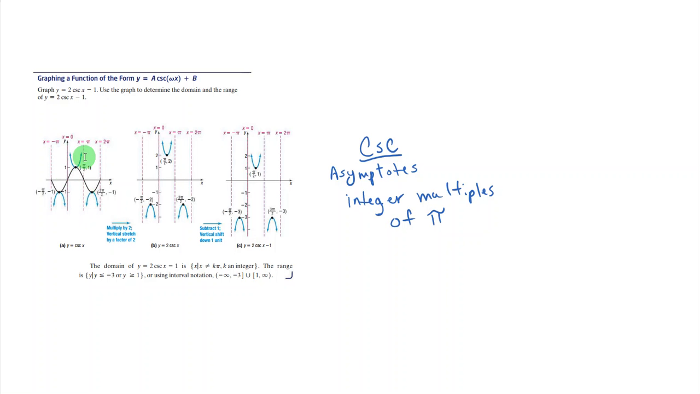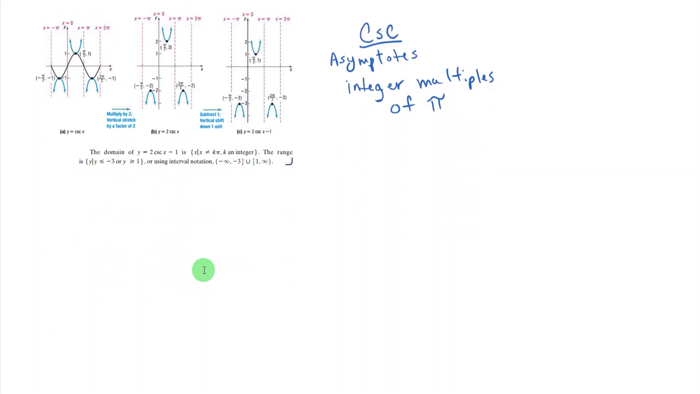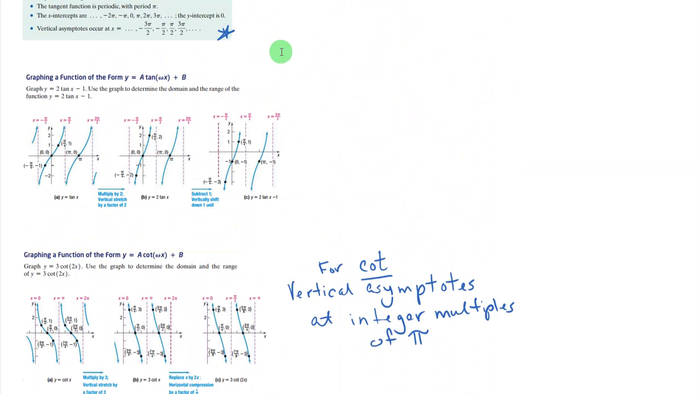So you can see that the domain is restricted. It doesn't live where these asymptotes are. And the range is usually greater than 1 or less than -1 unless you start changing the function itself. So just know that these are the actual pieces of the cosecant, but it's tied to the sine function. And if you were doing secant, it would be tied to the cosine function. We don't have very many questions in this section.